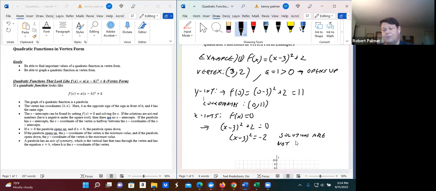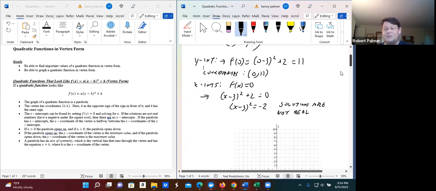They involve complex numbers because we're trying to take the square root of a negative number. Remember, at this point, to solve this we try to take the square root of both sides. If we do that, then the solutions are not real. So what that tells us is actually there are no x-intercepts.